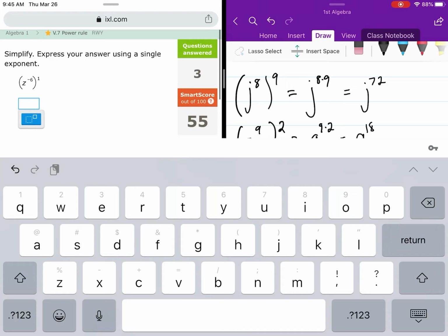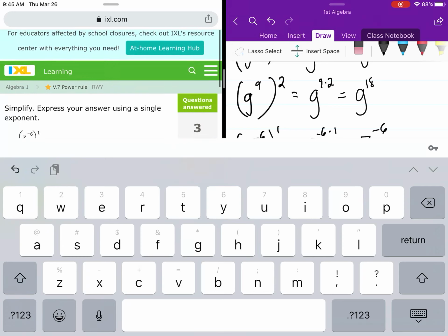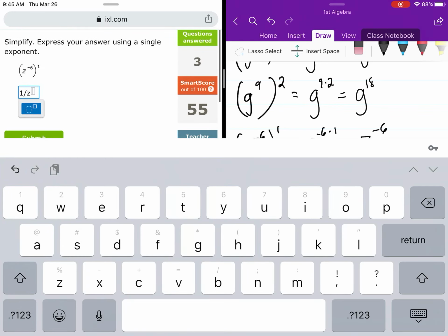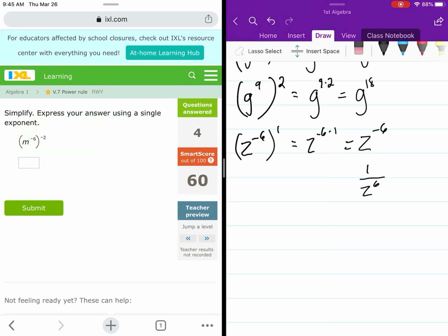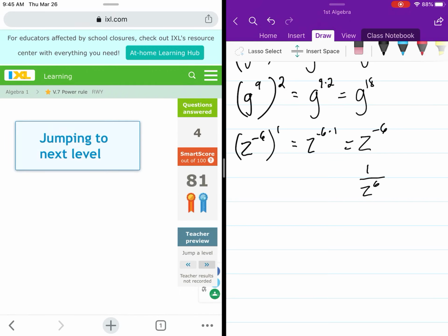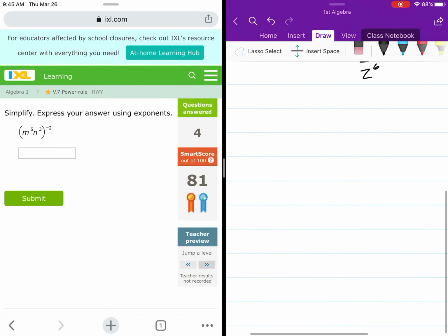It doesn't give me the option for the fraction here, so I'm just going to put 1 slash Z exponent 6. There you go. So that's all you're going to be doing in these examples. It's the same process over and over again. If you have more than one letter, then you just do the exponent to each letter.